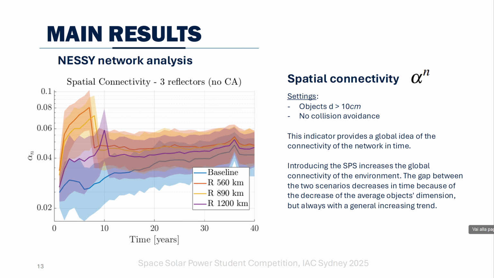Here the results for the spatial connectivity, so we see again that the presence of the reflectors at different altitudes makes the spatial connectivity increase in the first part and then go closer to the baseline, so without the reflector, because mainly the collision effect reduces the average size of the fragments in time. And this is very interesting, and it gives a global idea of the phenomenon.